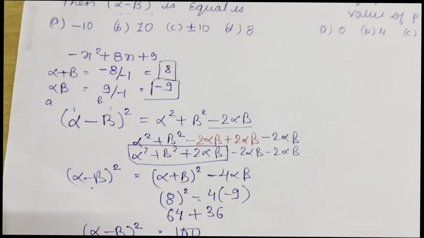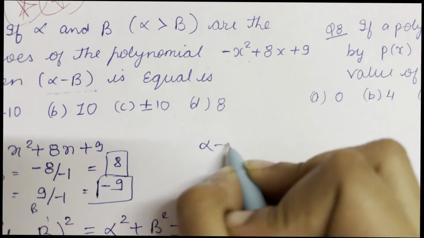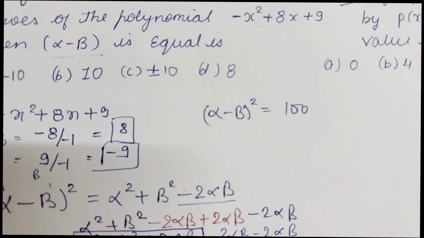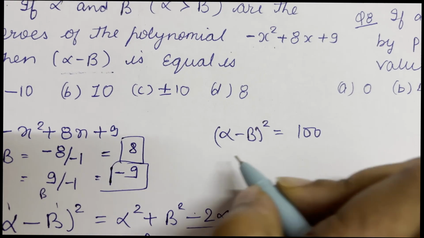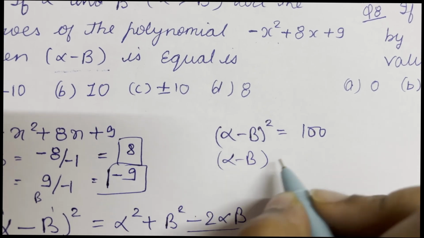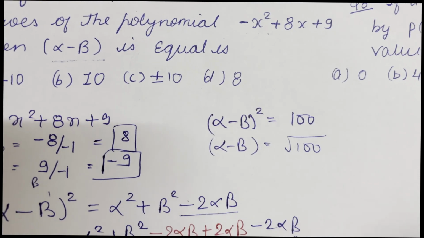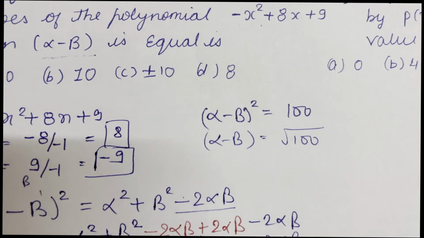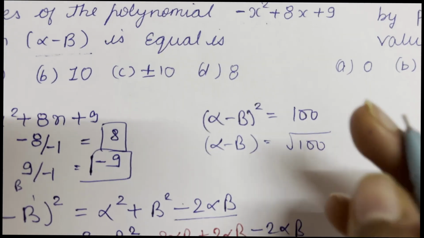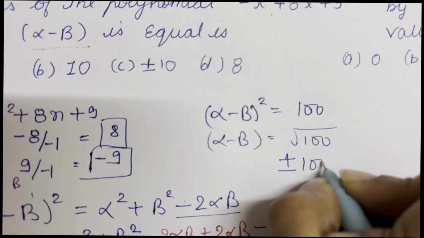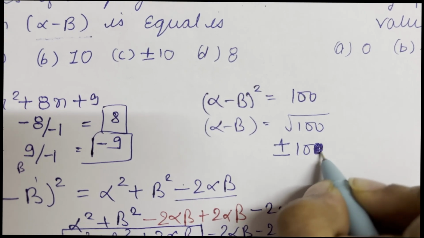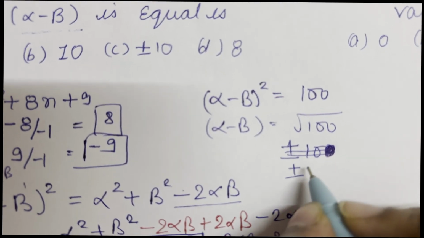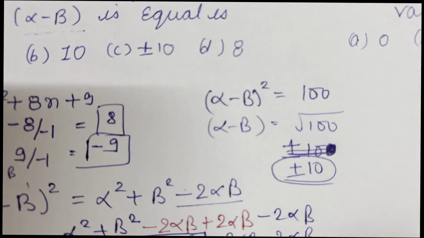Here also many of the students make a silly mistake. Alpha minus beta whole square equals 100, so we have to put the square root on both sides and we get this value. The point to remember here is that whenever any value comes out of a root, it comes with a plus and a minus both. So the square root of 100 is 10, that is not only 10 but plus minus 10.